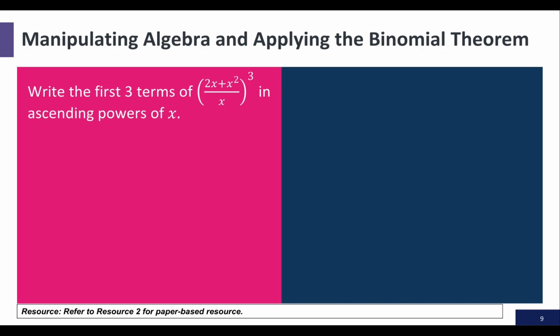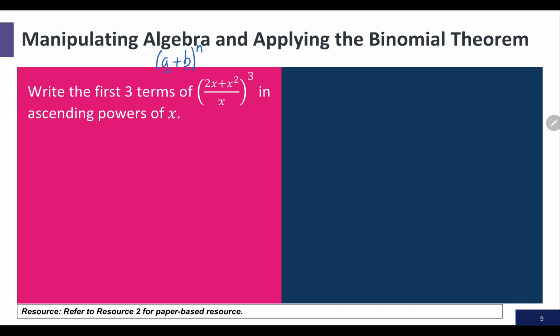So this time, write the first 3 terms of (2x plus x squared), all divided by x, all raised to the power of 3 in ascending powers of x. So that looks a bit of a mess, and it does look quite difficult to do. So my calculator's ready to come in as well. So the first thing I'm going to do is turn this into something I can work with, because the binomial theorem is a plus b to the m, and it's just 2 terms raised to the power of m with a plus sign between.